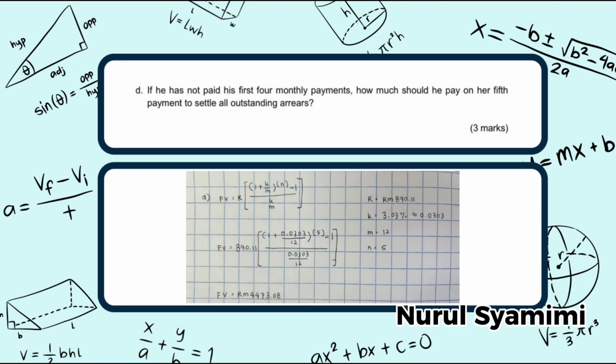Next, question D. The question said that Encik Osman has not paid his 4 monthly payments and asked how much he should pay on his 5th payment to settle all outstanding arrears. Okay, if the question asks for outstanding arrears, we must use formula FV. Now, put all the information in the formula. Write FV equal R, open square bracket, bracket 1 plus K over M, power 5 minus 1, close square bracket, divided by K over M. R equal 890 ringgit and 11 cent. K is 3.03%, which is 0.0303. M is 12. N is 5. Now, calculate the information in a calculator using alpha X equal the information, and then press the shift key 2 times. And after that, for the answer, we got RM 4,473 ringgit and 8 cent.